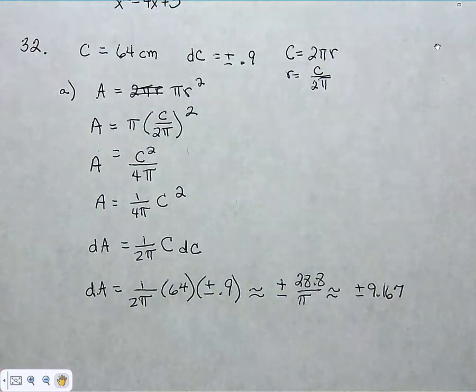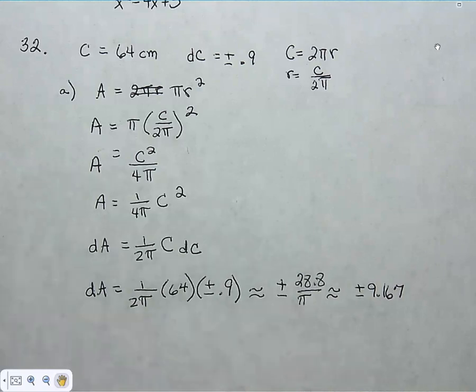I missed my circumference by less than a centimeter, but my area may be off 9 centimeters. My area may be off 10 times as much as I was off in the circumference. And that's why you want to minimize this area, because a little mistake here is multiplied by 10 when you find the area.